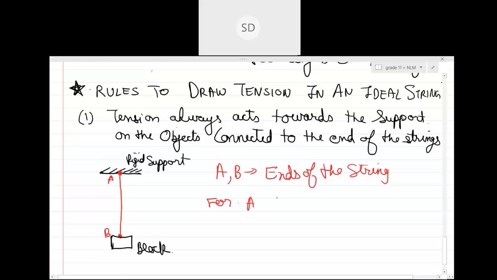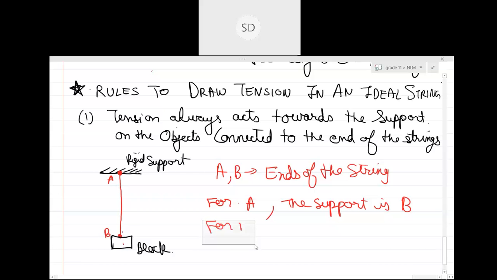For A, the support is B. Always remember, A can't support itself. Can A remain stretched by supporting itself on itself? Got it? The string will always support. So basically B will take the support of A, and the tension on B will always act towards its support. So for B the support is A and for A the support is B. Are you getting my point?